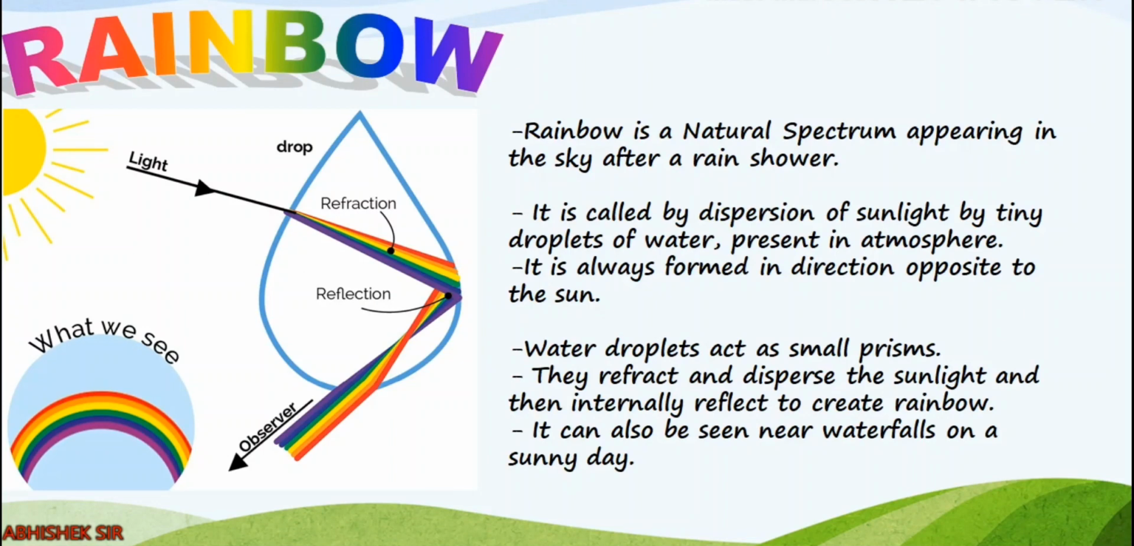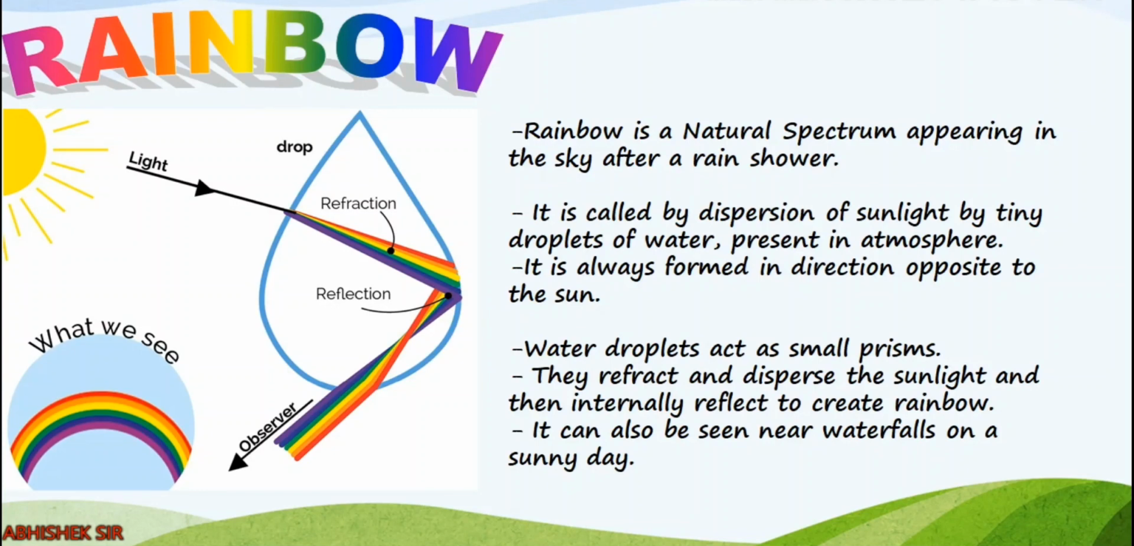Since we were very small, we have been seeing rainbows in which season? In the monsoon season, right? So rainbow is a natural spectrum. What we studied till now was done by Newton. So it was an experiment, a man-made experiment. But the rainbow is made by nature. So that is why we say it is a natural spectrum, right?